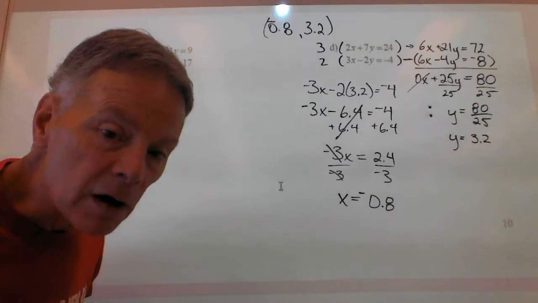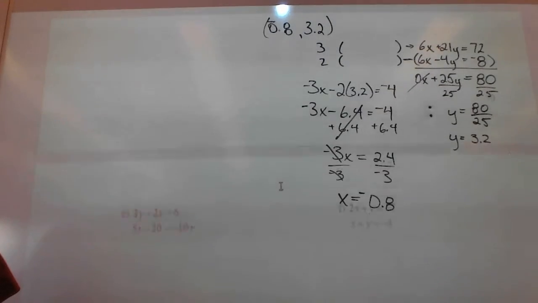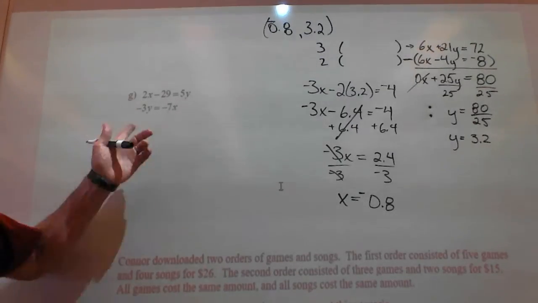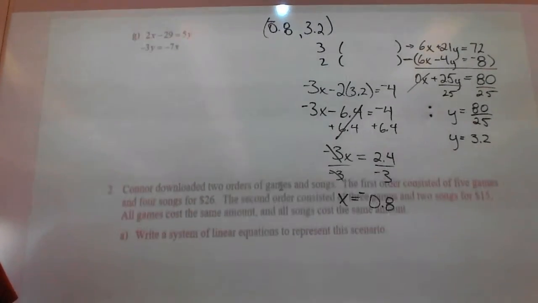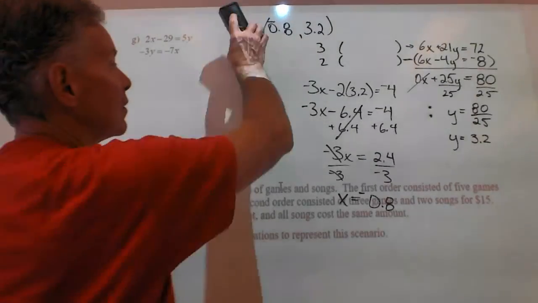How are we doing for time? Why don't we do, what else do we have here? Oh my goodness. Why don't we do G? G is a little bit different, okay? So, just let me erase this.